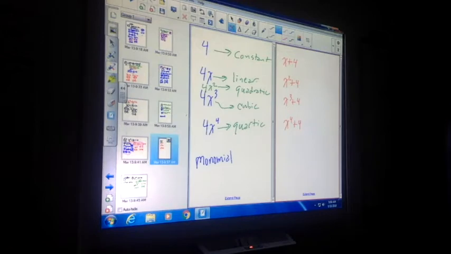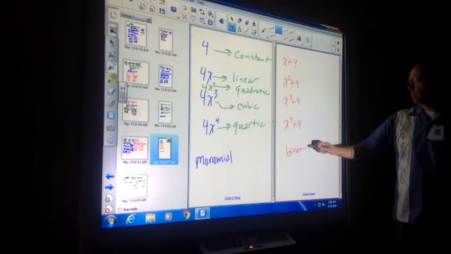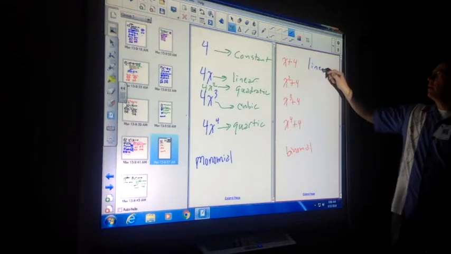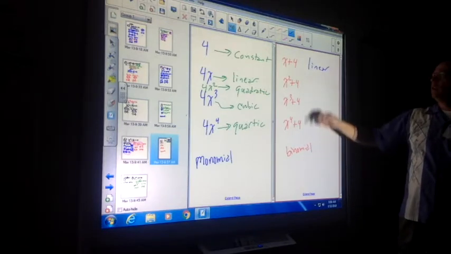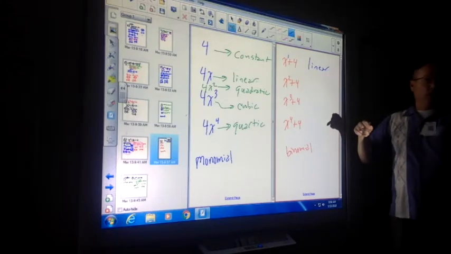Are these all binomials? There are 2 terms, right? You have one term added or subtracted with another term, right? So these are all binomials. This one is a linear binomial because it's raised to the first power. It would make a straight line if you graphed it.